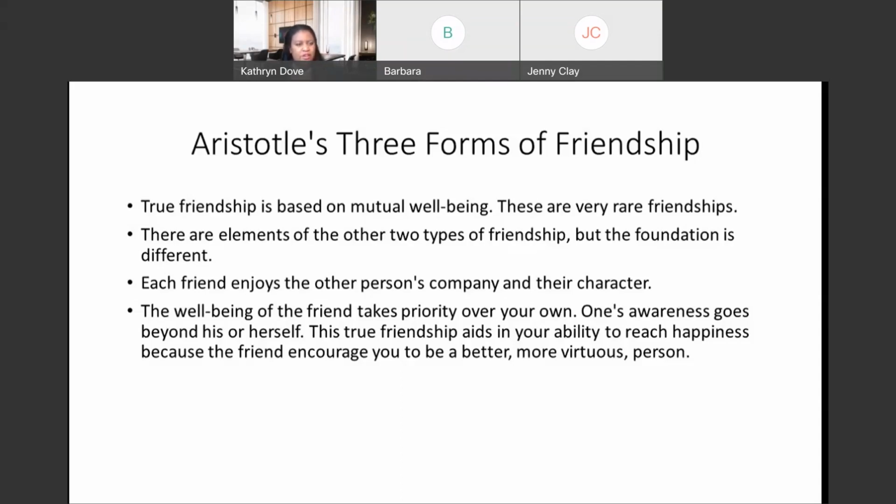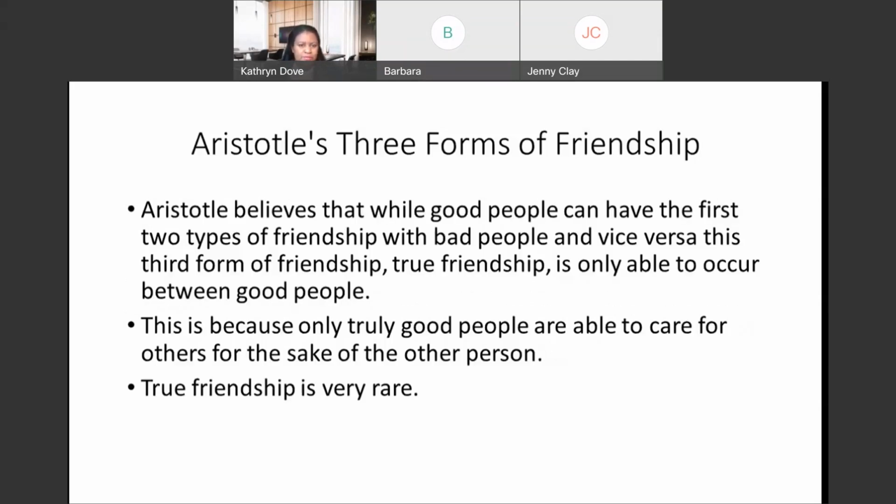And Aristotle believes that while good people can have the first two types of friendship with bad people, only truly virtuous people can enjoy a true friendship, because only truly good people are able to care for others for the sake of that person, putting one person's needs above your own, even, and that true friendship is rare. Do you agree with Aristotle, Jenny? Do you think that true friendship can only occur between two virtuous people?